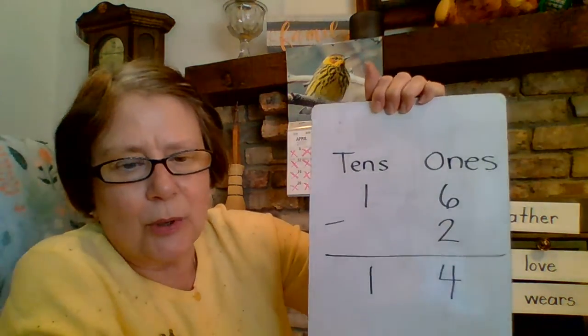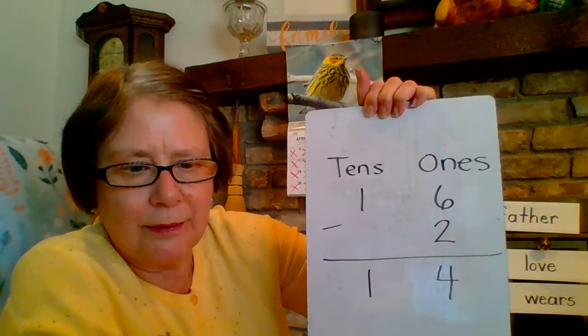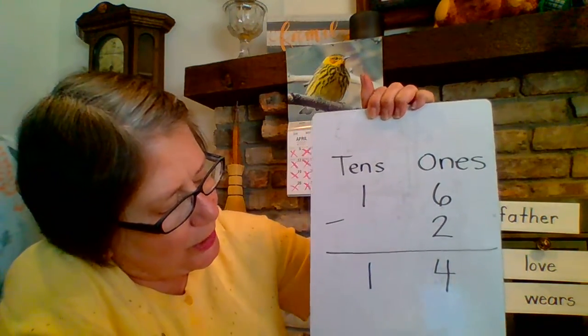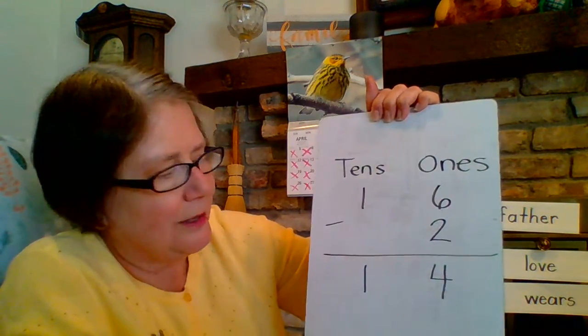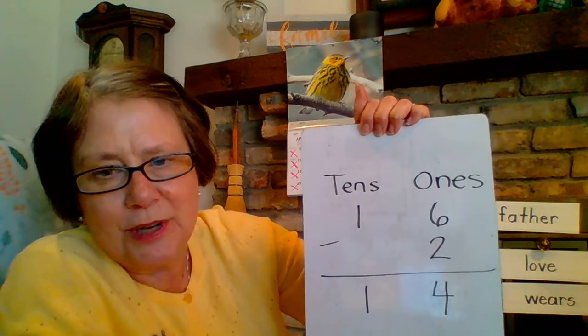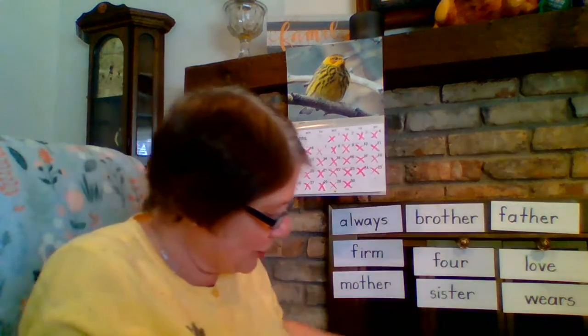And what is the number? 1 4. How do we say that number? 1 ten, 4 ones. 14. That's right. So that's how you're going to do the next part of that page. So for your assignment today, it's page 69 and 70.